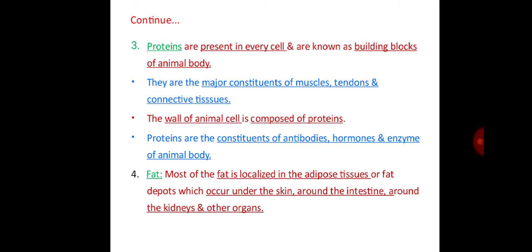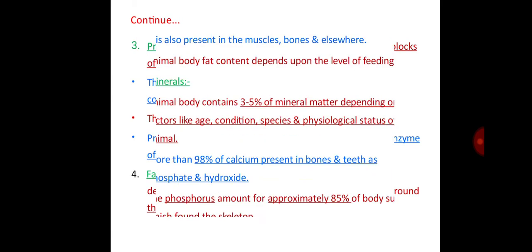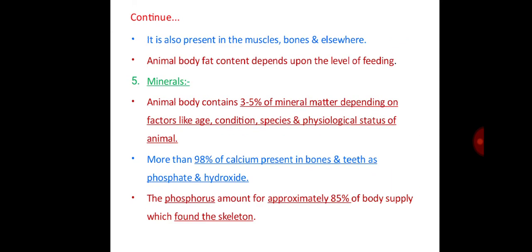Then fat. Most of the fat is localized in the adipose tissues or fat depots, which occur under the skin, around the intestine, around the kidneys and other organs. It is also present in the muscle, bones and elsewhere. Animal body fat content depends upon the level of feeding of the animal.